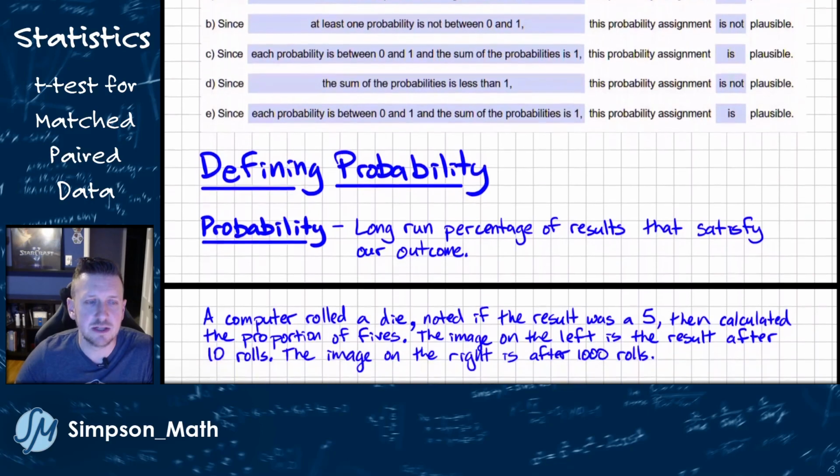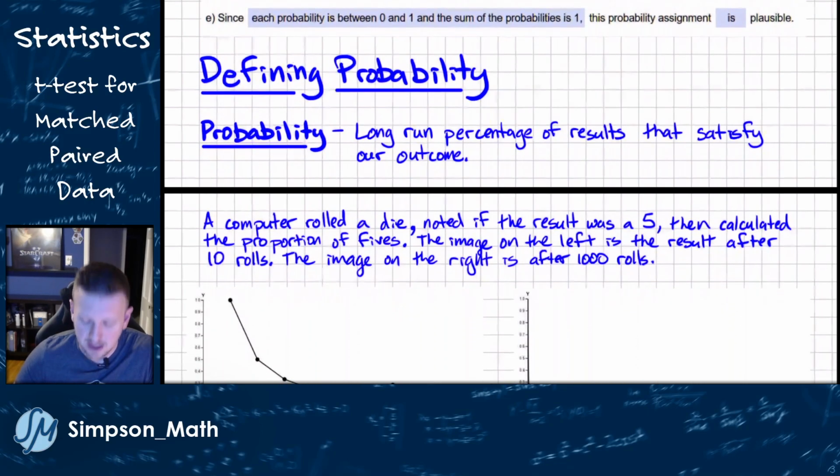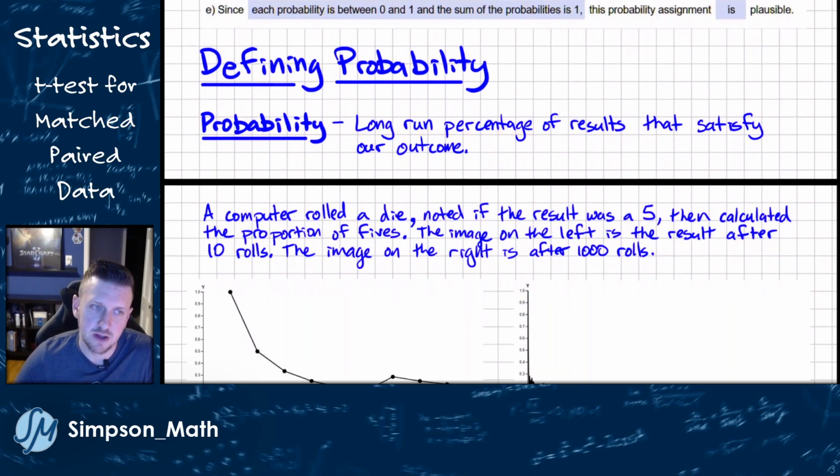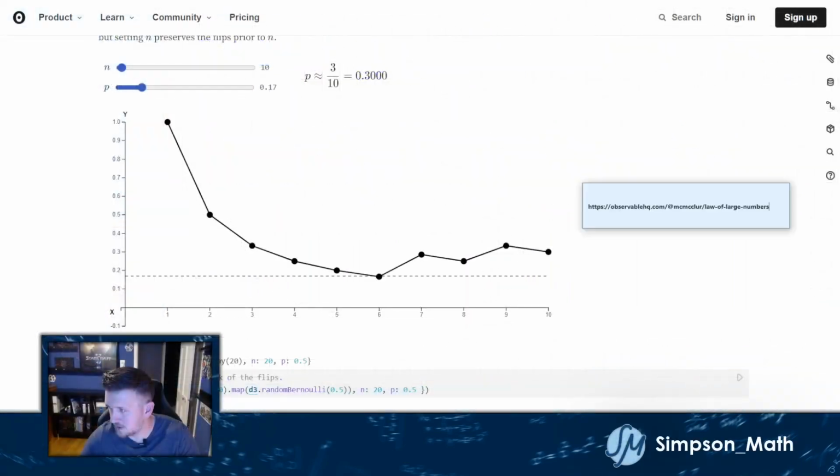All right, so let's talk about what in the world is this probability thing I keep talking about. So I like to think of it as the long run percentage. This is the long run percentage of results that satisfy our outcome. So I'm actually just going to switch my screen to here. All right, so this is a website. It's at this website that's on the screen, just to kind of cite them.